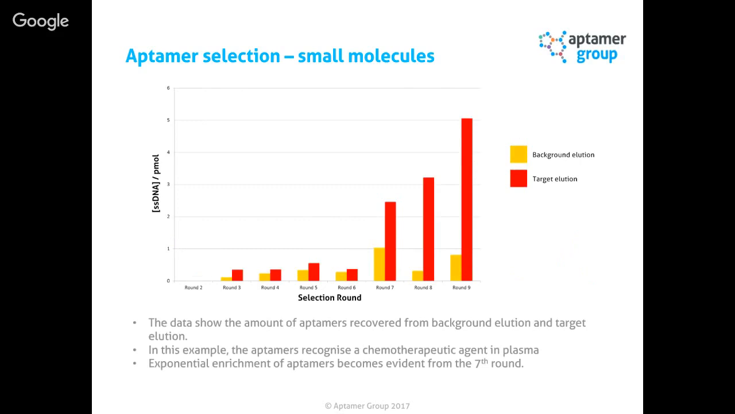And you can see here, this process works very, very well. So anybody who's read aptamer literature is probably familiar with these sorts of graphs. You see that in the early rounds of selection, there's little difference between background and target elution. But as the selection takes off, as we get exponential enrichment, you can see there's a great increase in the target elution compared to background. So that's a good sign that exponential enrichment is happening. Typically from round 7 through 9, we see that.